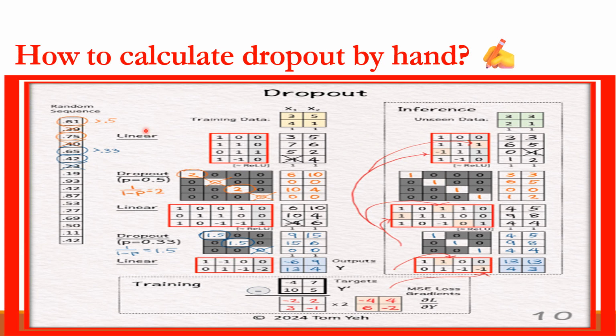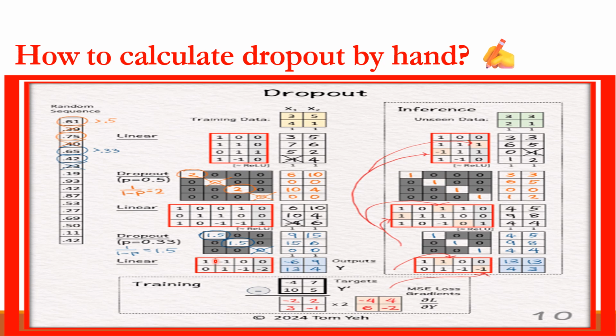Let's walk through its network architecture. It has a linear layer. Then it has ReLU. ReLU means the negative values are converted to 0. Then we have dropout 0.5. Then we have again a linear layer. Then we have ReLU. Negative values are converted to 0, so minus 4 will be 0. Then we have dropout 0.33. Then we have a linear layer here.